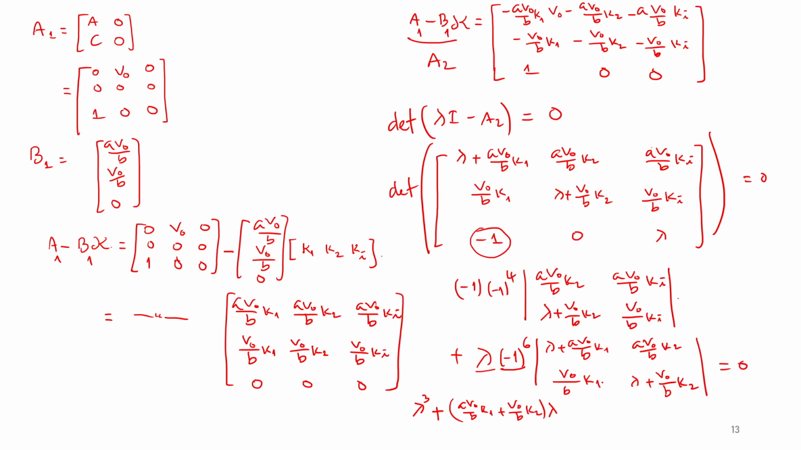and then plus this times this, AV0 square over B square, and K1 K2, and then this times this, but minus A V0 square over B square K1 K2. Oh, this one cancels, but we still have this term.